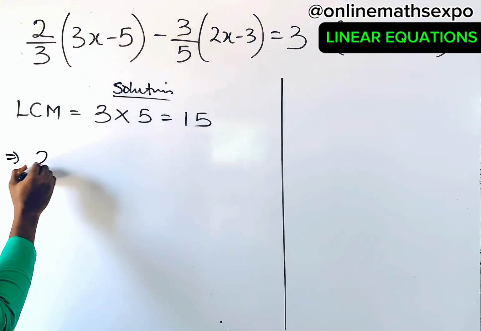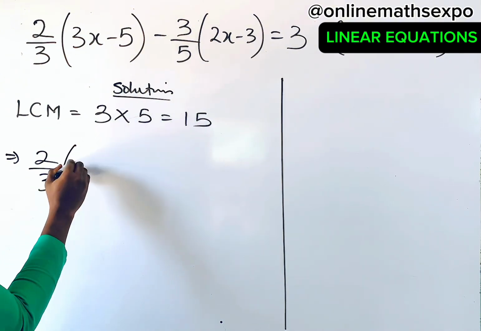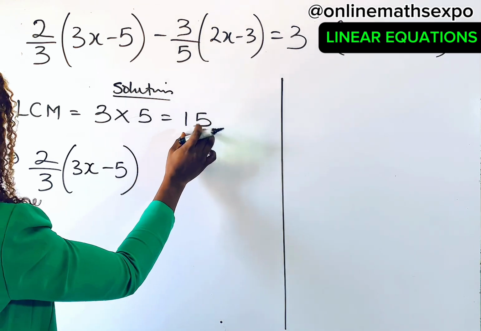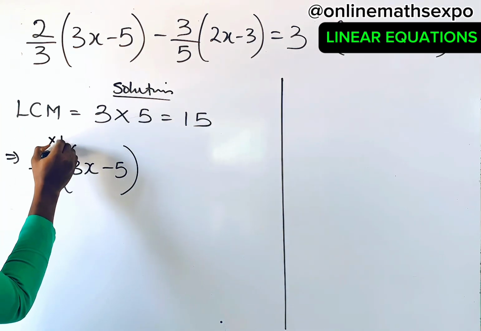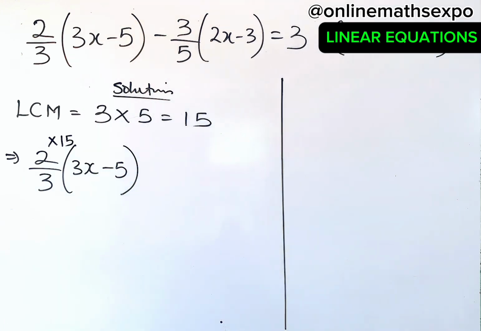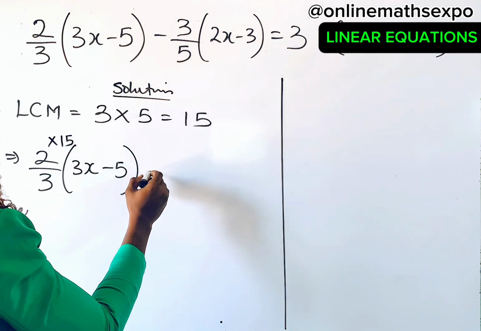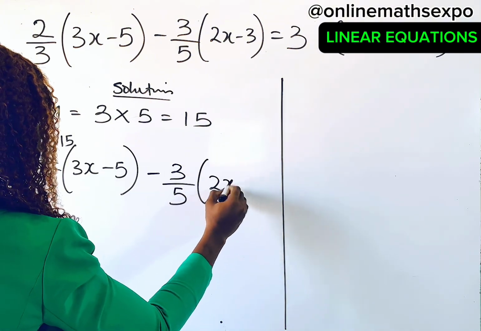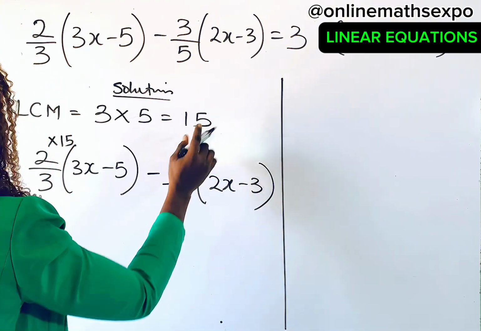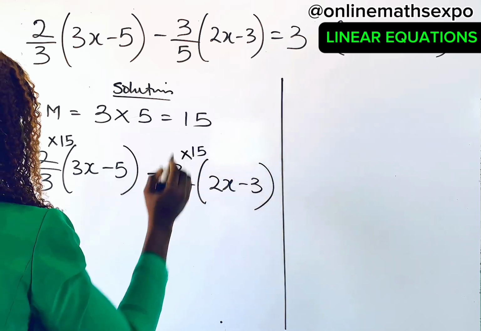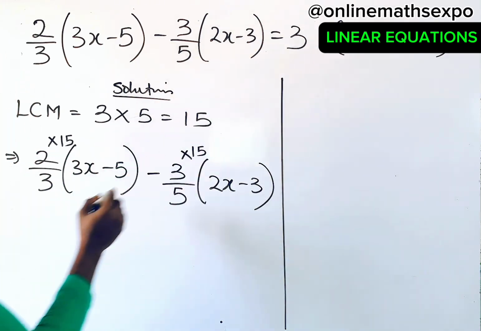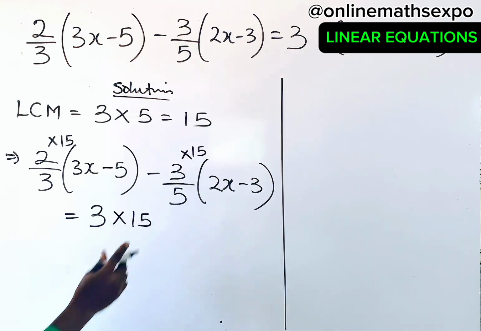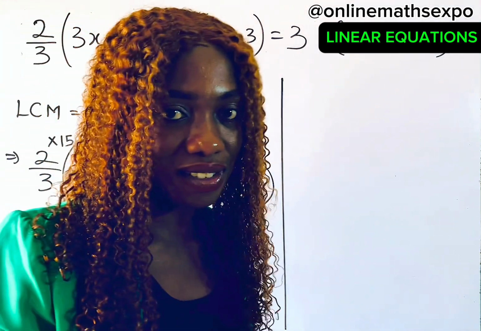Repeat this, we have 2/3 into 3x minus 5. Multiply it with this. So we're going to multiply this with 15. I hope you are with me. Then bring this down, minus 3 on 5 into 2x minus 3. Repeat the same thing, multiply by 15. Is equal to, then you have 3. You also multiply this by 15 so that the equation will be balanced.